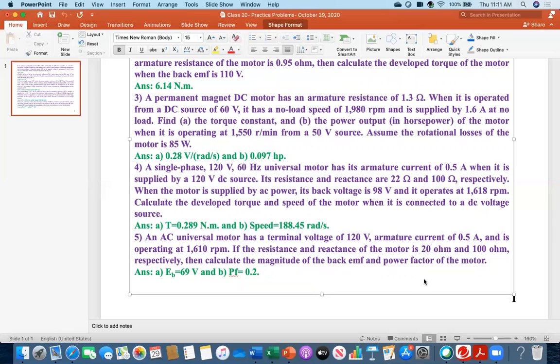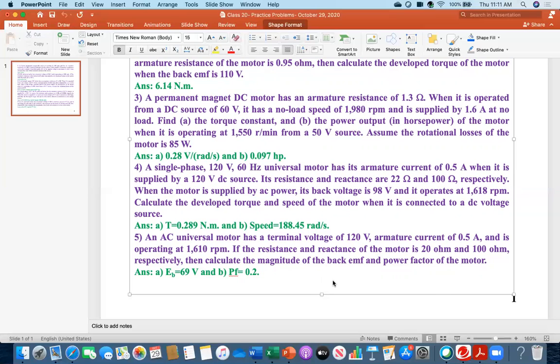Then you calculate the magnitude of the impedance. You don't need to consider the angle, only the magnitude, I mean of 20 plus j100. From there you take the magnitude portion of the impedance, and if you do that, then you should be getting 69 volt.